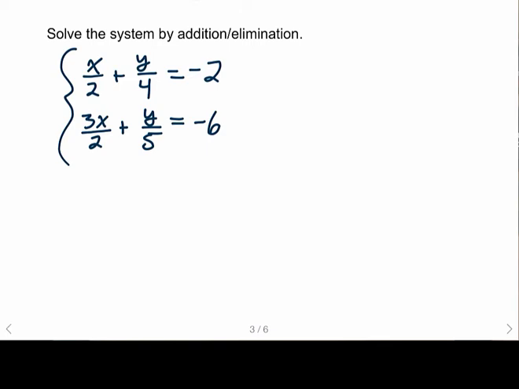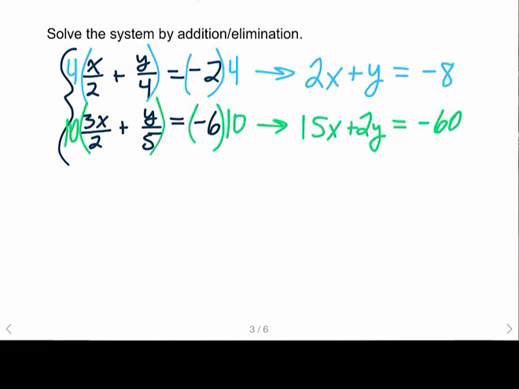So clear them. I'll multiply the first equation by 4 and the second equation by 10, their respective least common denominators. And now I have the system 2x plus y is equal to negative 8, 15x plus 2y is equal to negative 60. And while we have cleared the fractions, if I add or subtract equations right now, I will not eliminate a variable. It seems to me that it would be easiest to eliminate the y's, and to do so I would need to multiply the first equation by negative 2.